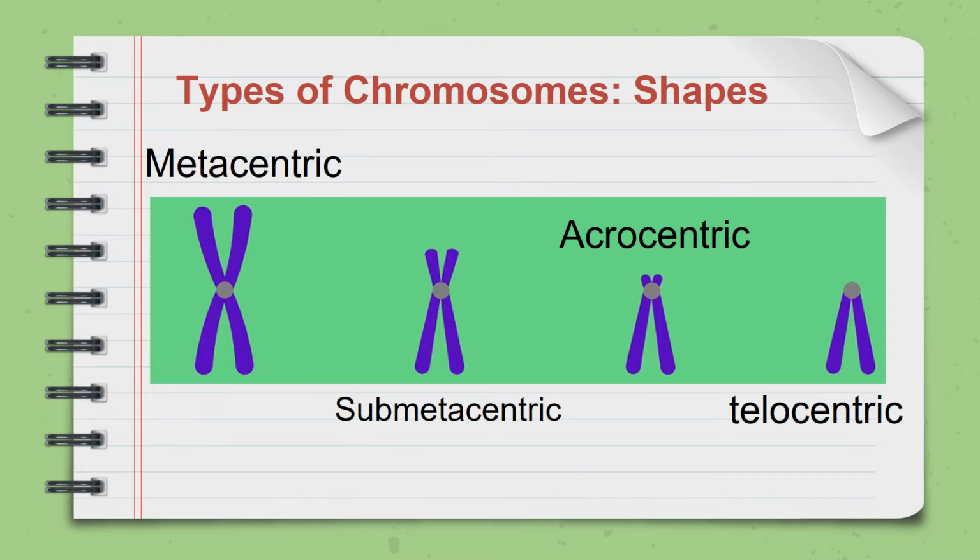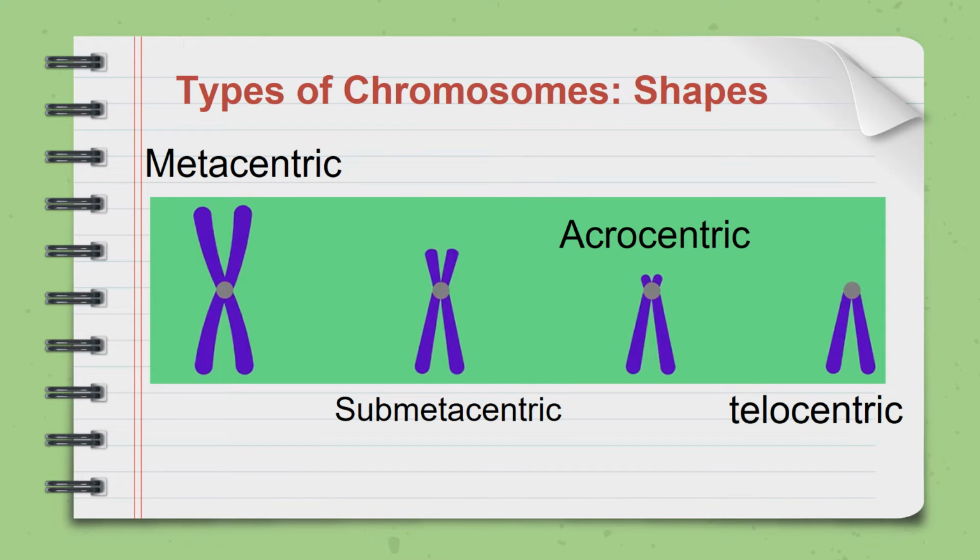The first chromosome is the metacentric type. The centromere is placed almost exactly at the center. The two arms seem of the same length. The next type is the submetacentric. Here, the centromere is placed slightly away from the center. As a result, the two arms of the chromosomes appear unequal.